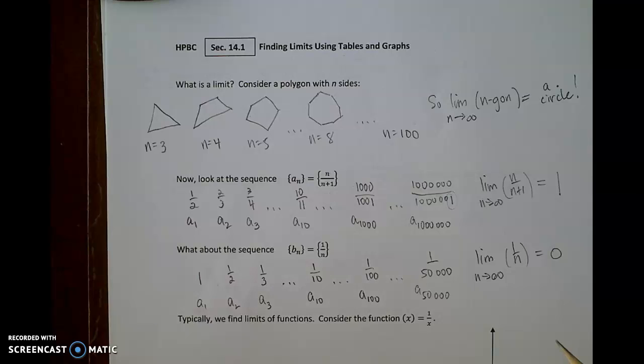Okay, so we want to make sure we understand that when it comes to limits, it's not necessarily about what is the end result, what is the final destination. Sometimes it's about what we are headed towards. What does it look like is coming at the end of the tunnel?